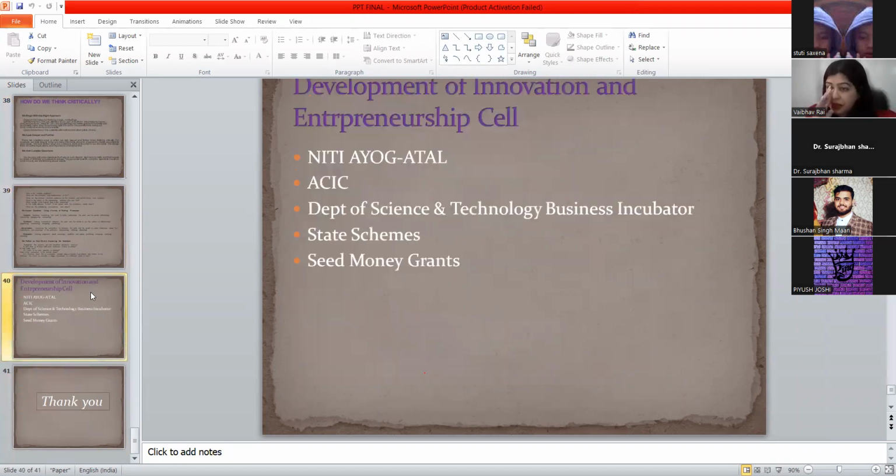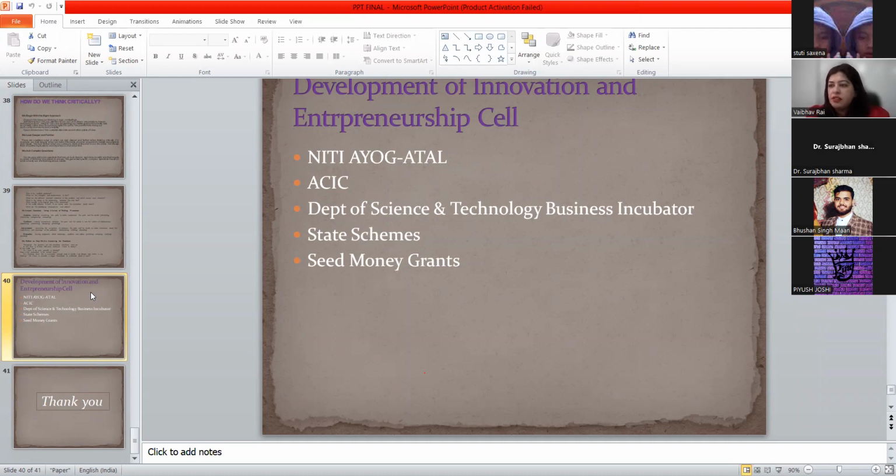Now, I do not have much time because these are very lengthy topics on their own. So I'm going to talk about the development of the innovation and entrepreneurship cell. Why the innovation and entrepreneurship cell is important is that at any college or institute level, there are multiple faculties, there are multiple students, and anybody can have an idea at any particular point of time. To prevent these ideas from going waste, it is always a good thing to incubate these ideas, to encourage people to convert these ideas into prototypes, and then these prototypes into sustainable startups. So that is where the innovation and entrepreneurship cell comes into the picture.